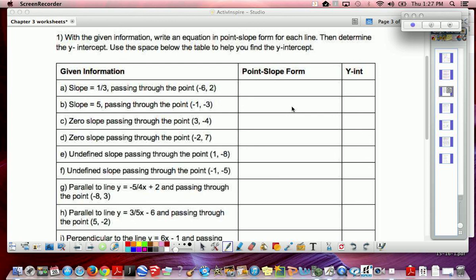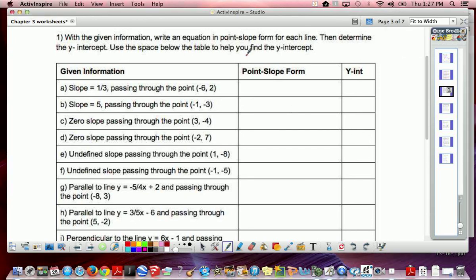Take a look at your 3.3 worksheet here with pretty much all the questions on the front page. You're going to be using this point slope form, so I'm going to write it just right above it. Y equals y1 plus b, your slope, times x minus x1. Just remember that a given point is the x1, y1 value, and your slope is equal to the value b.